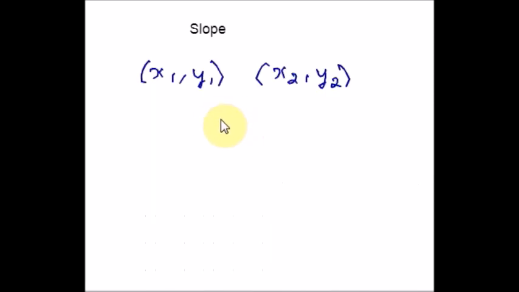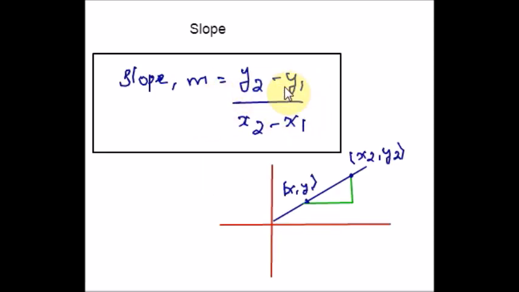So to calculate the slope of the line, you need only 2 points from the line, x1, y1, x2, y2. And the equation that will be helpful for us to calculate the slope from 2 points on a graph can be represented as this. Here is the formula: y2 minus y1 over x2 minus x1. Hope you are clear with this formula. We denote the slope by m.